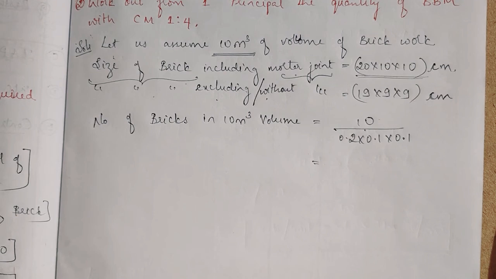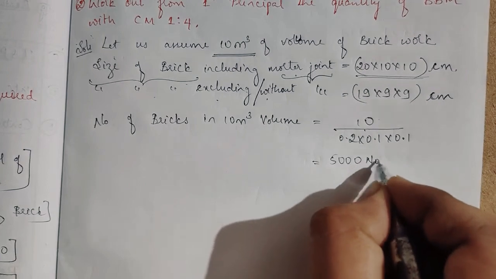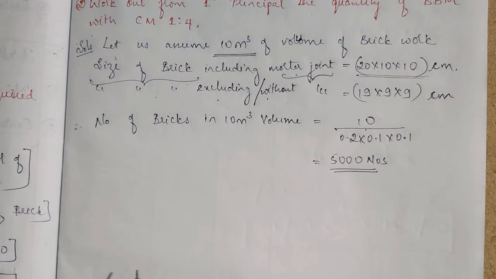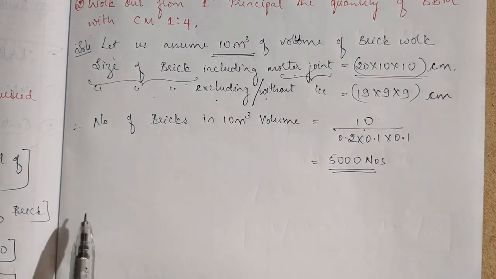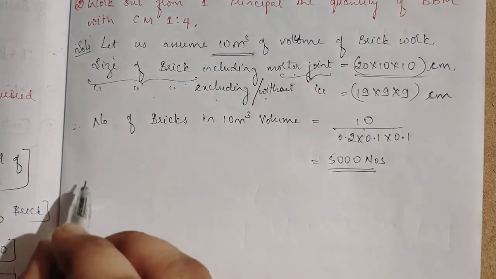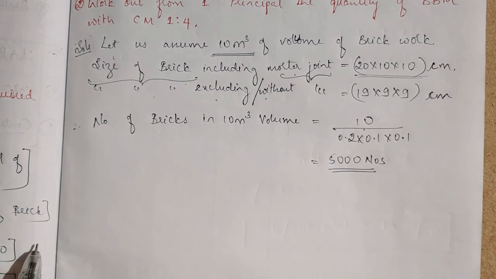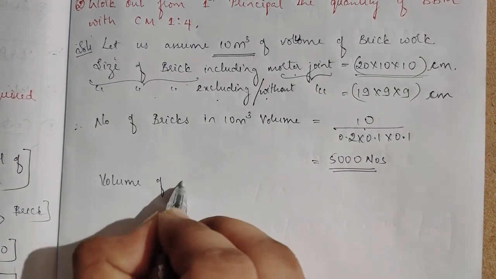So when I divide 10 by 0.2 into 0.1 into 0.1, I get exactly 5000 numbers. So this is the number of bricks in 10 meter cube volume. Now we calculated the bricks which we wanted. Now we will calculate the volume of mortar.